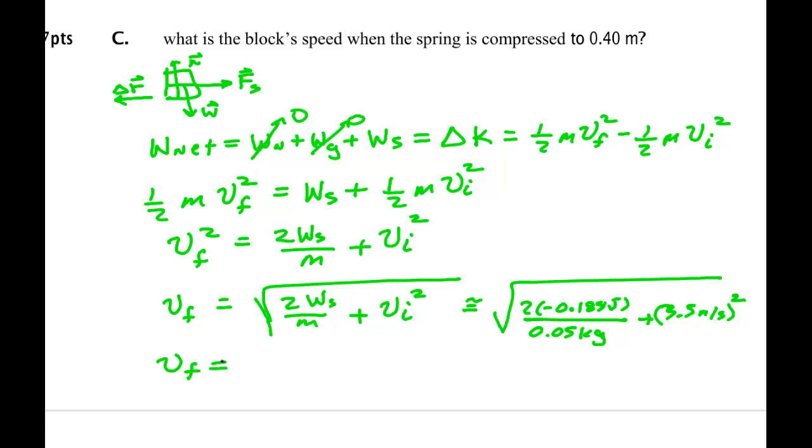Plug all that in. Of course, it's going slower, so the spring is doing negative work, so it's going to be less than 3.5. And when I punched it, I found it was 2.17 meters per second. And that finishes that problem.